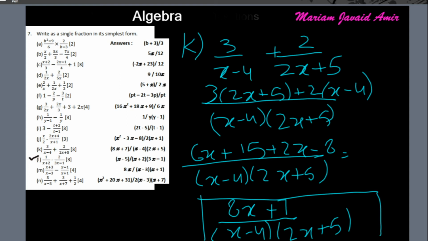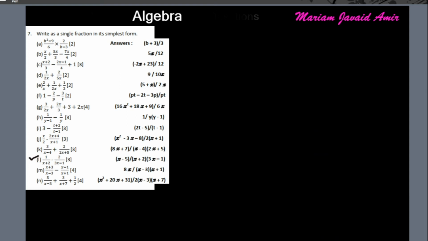Okay, this is part K. I've already done part L before part J by mistake, so part L is already done. And then part M, x plus 3 over x minus 3 minus x minus 1 over x plus 1.